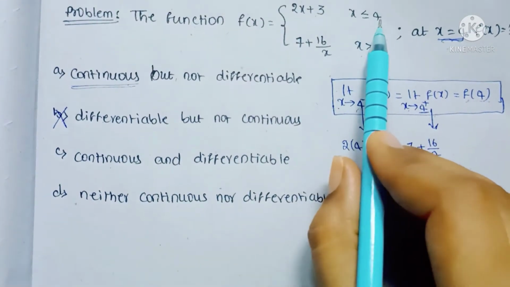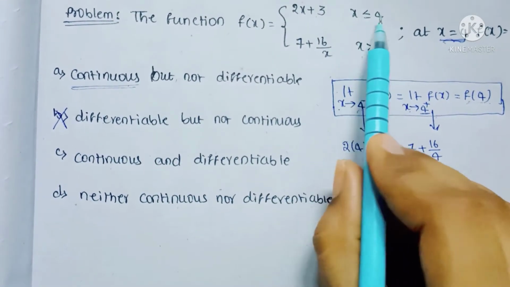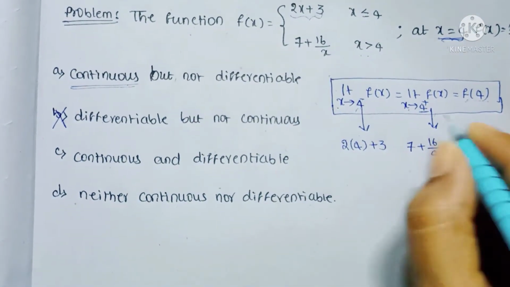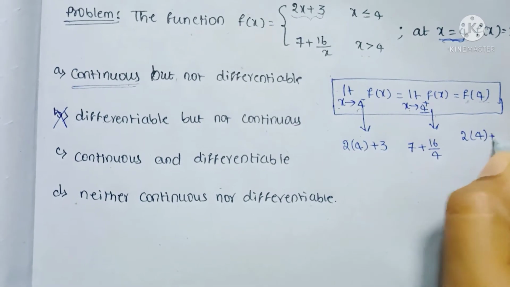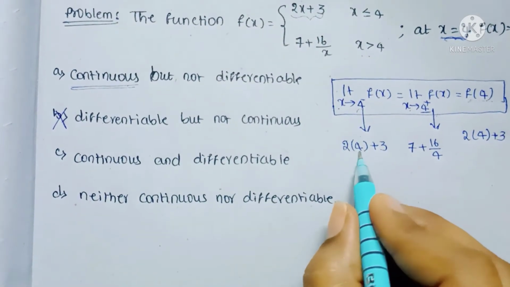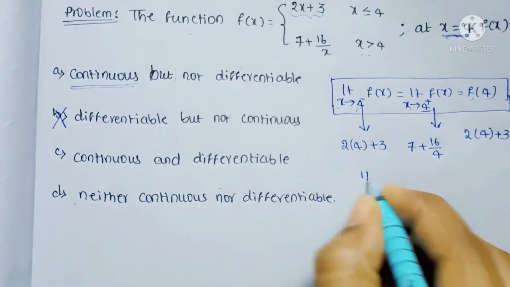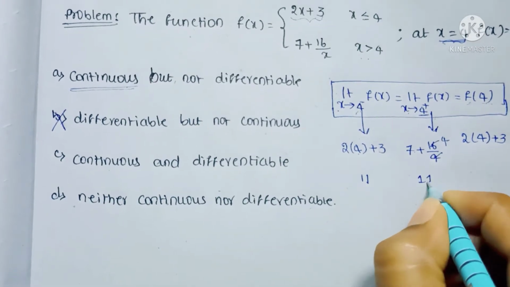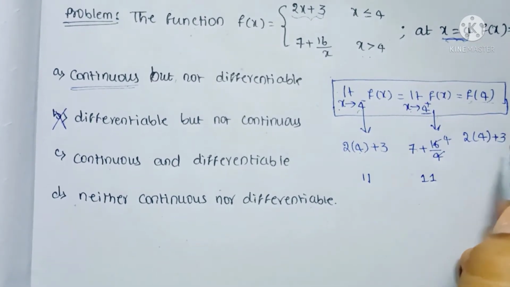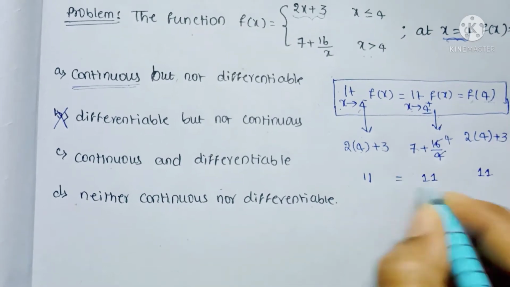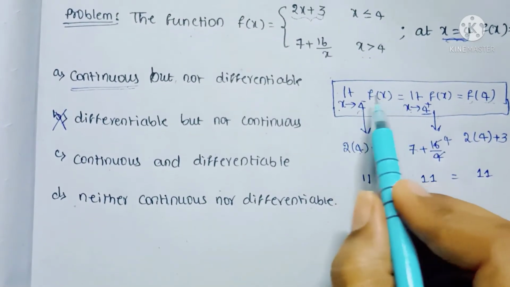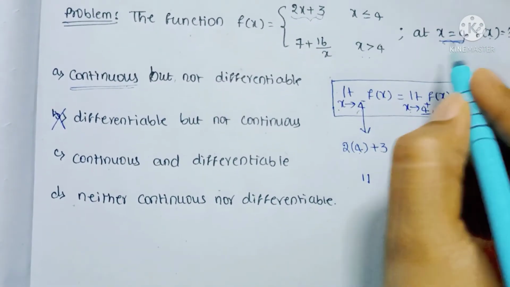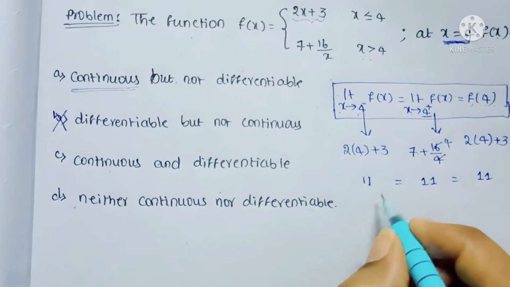And f of 4, that means x equal to 4. x less than or equal to 4 means x less than 4 and x equal to 4. So we have to take this function 2x plus 3 where x equal to 4, 2 into 4 plus 3. 2 4s are 8, 8 plus 3, 11. And here 4 4s are 16, 7 plus 4, 11. And here again 2 4s are 8 plus 3, 11. So these are all equal, so this condition is satisfied.